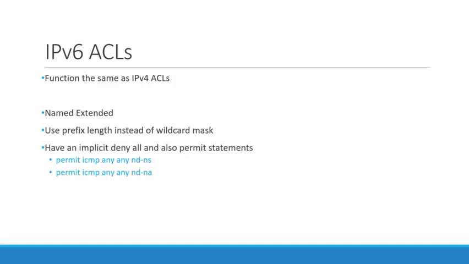You cannot do numbered IPv6 access control lists. IPv6 ACLs use prefix length instead of a wildcard mask, so we don't configure a wildcard mask. Instead, we configure prefix length.